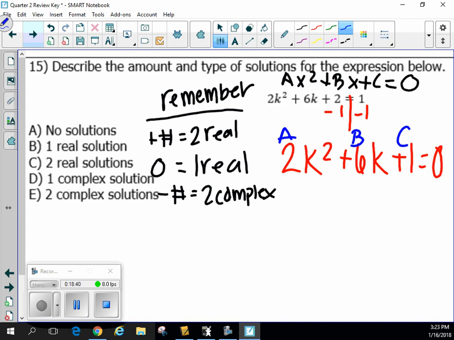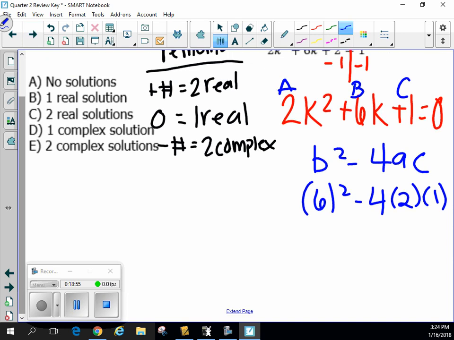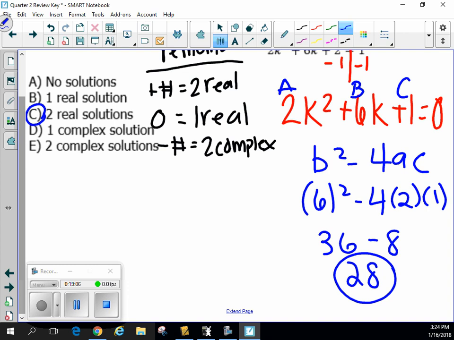And now that we're here, we have to do the discriminant, which is b squared minus 4ac. So you have 6 squared minus 4 times a times c. 6 squared is going to give you 36 minus 8. So this is 28. It's a positive number. So your discriminant is 28. So that's going to mean you have 2 real solutions.